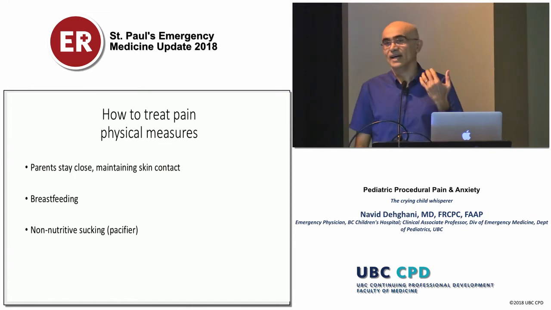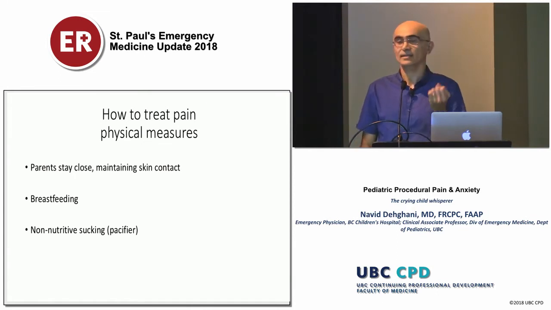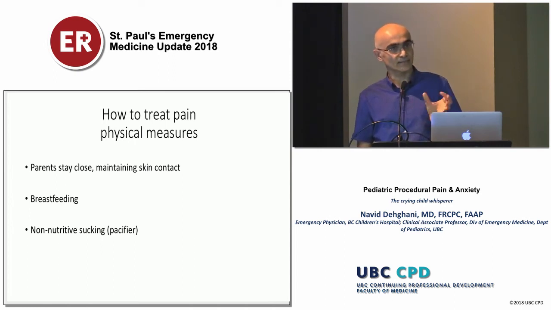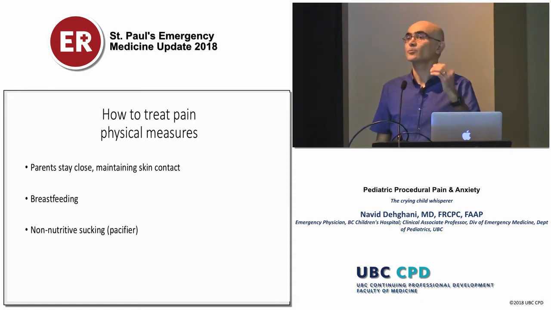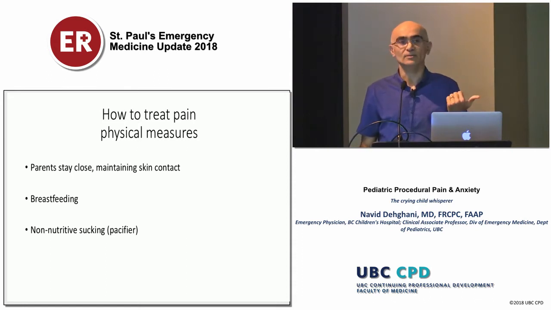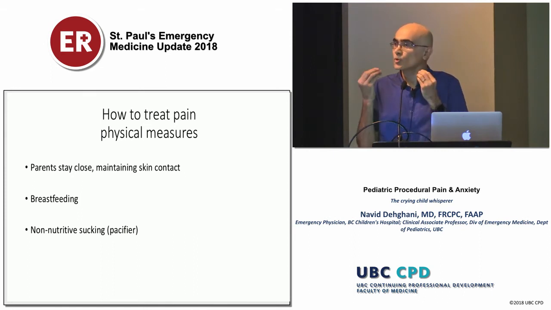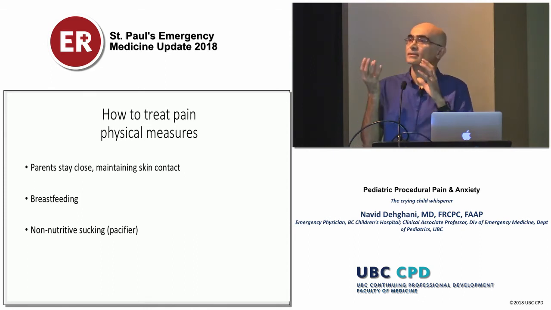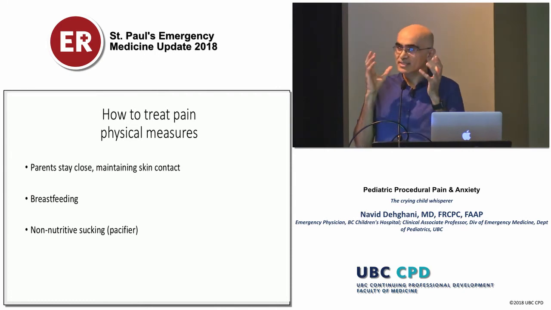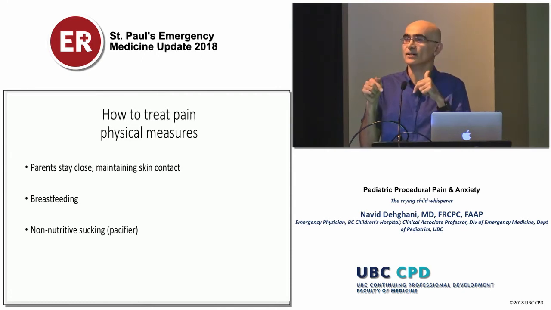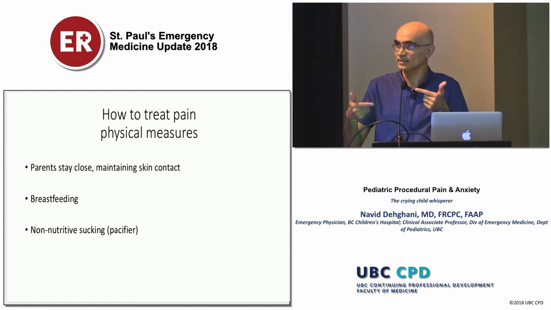So these involve that tactile skin-to-skin contact. Breastfeeding is a very simple but very effective measure of reducing pain, anxiety, and distress. And the components of breastfeeding, which we'll get to later, include that skin-to-skin, the warmth, the sensation of the sweet taste, and then the motor activity of sucking, all provide extra sensory and motor input to the child that then mitigate the pain, and that's how it works.